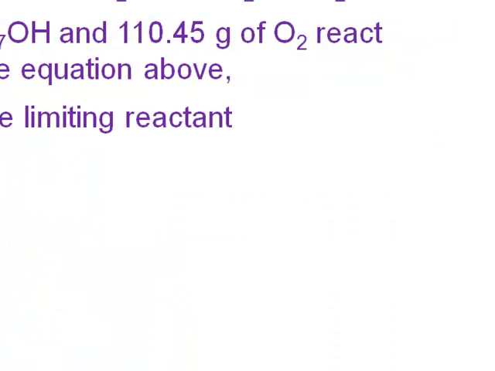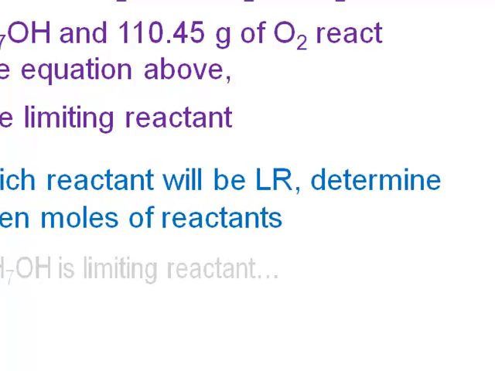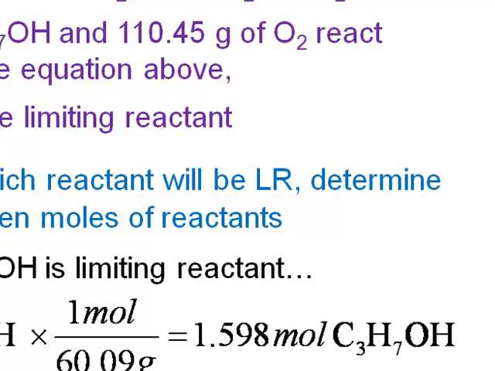So let's look at the equation here. We want to determine the limiting reactant. So the first step is we have to convert grams into what? Convert grams into moles. So we're going to assume that our propanol is the limiting reactant. So we convert it into moles. 96 divided by 60.9, 1 mole is 1.598 moles of the propanol. Any questions where these numbers came from here?